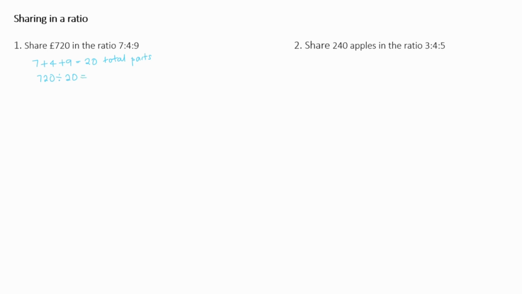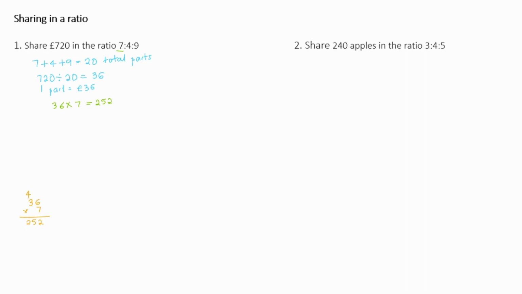That gives us 36, and this means that 1 part is representing £36. So in order to find how much is represented by 7 parts, we are going to do 36 times 7, and we can put that into column method. 6 times 7 is 42, and 7 times 3 is 21. 21 plus 4 is 25. So 36 times 7 is 252.